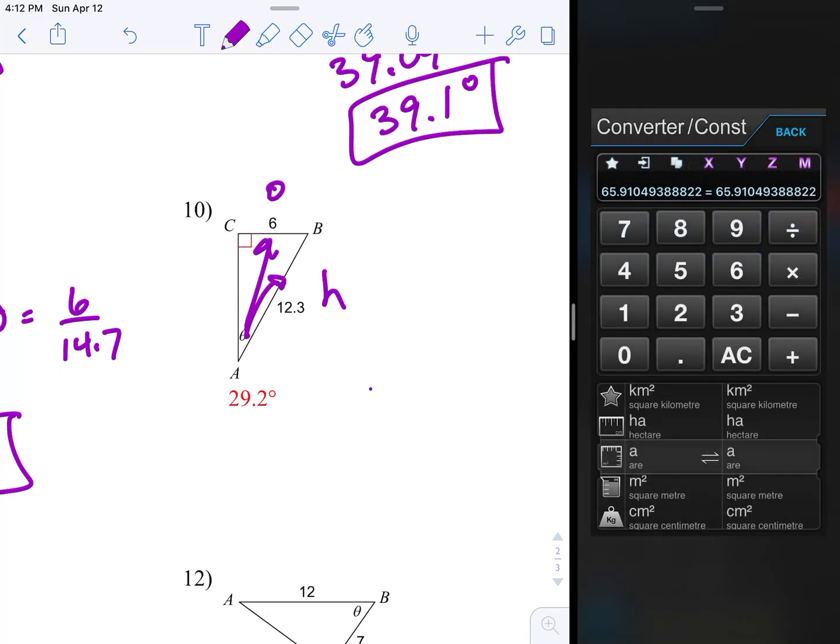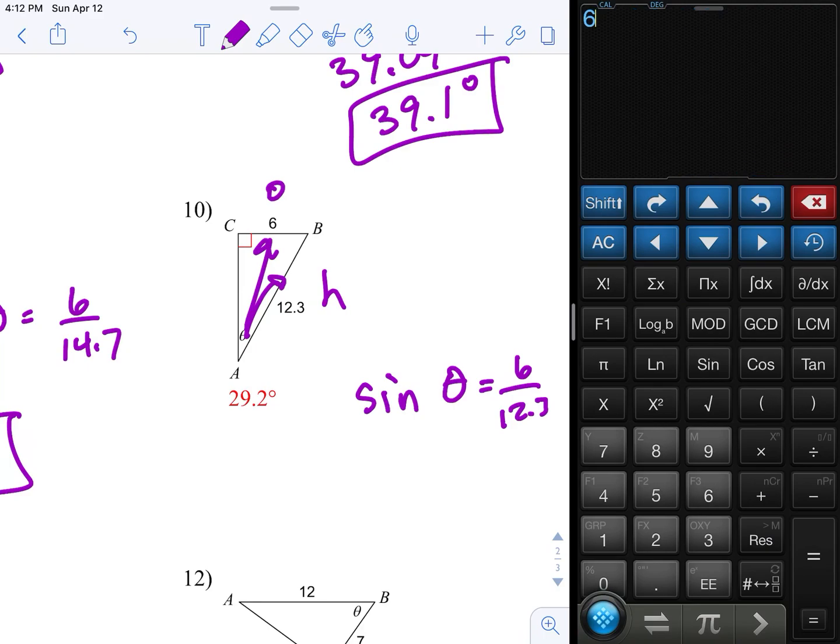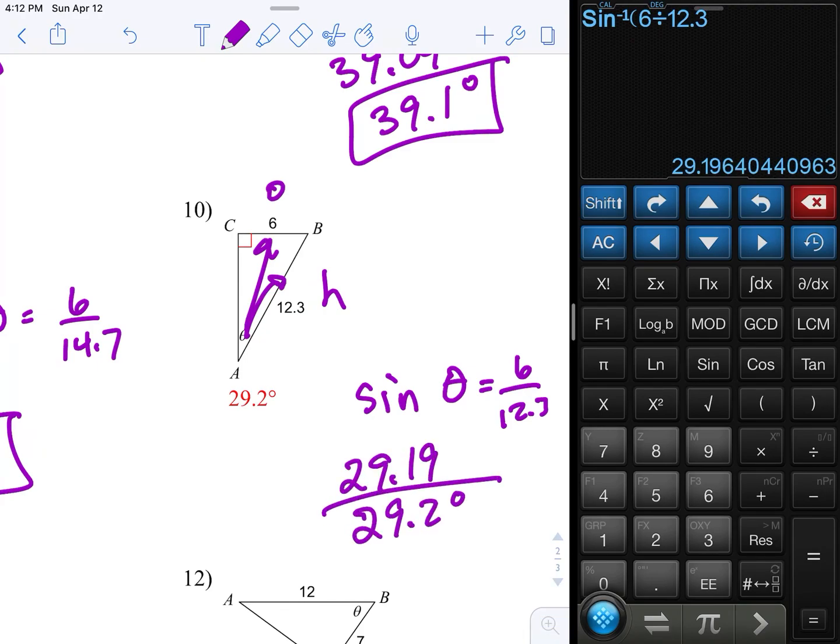All right, that side. Sorry, I'm yawning. Sine theta equals 6 over 12.3. 6 divided by 12.3. How about sine inverse 6 divided by 12.3. That's 29.19, 29.2. Guys, let me just quickly show you something.